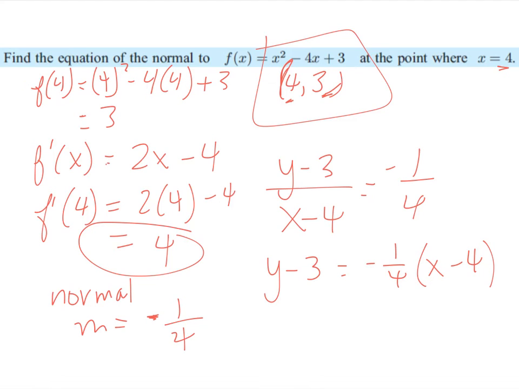So we get y minus 3 equals -1 over 4x, and then when we distribute the -1 over 4 times the -4, we end up with +1. Negative signs cancel, our 4's cancel. Add 3 to both sides, and we end up with -1 over 4x plus 4. So that is the equation of our normal.